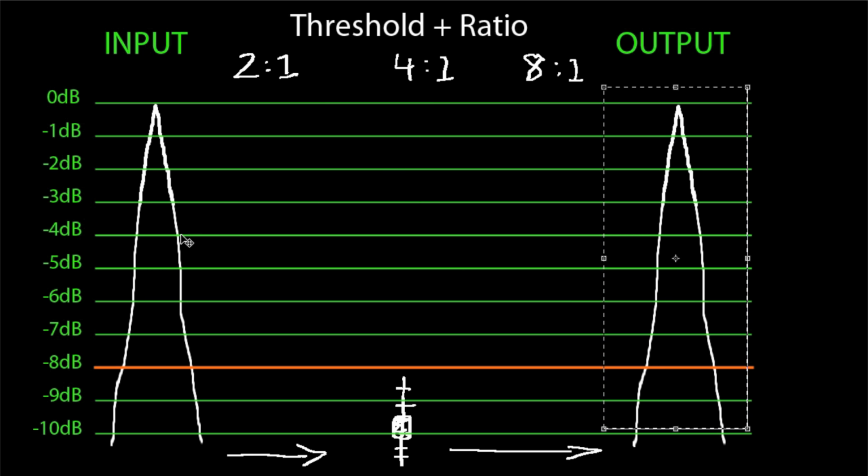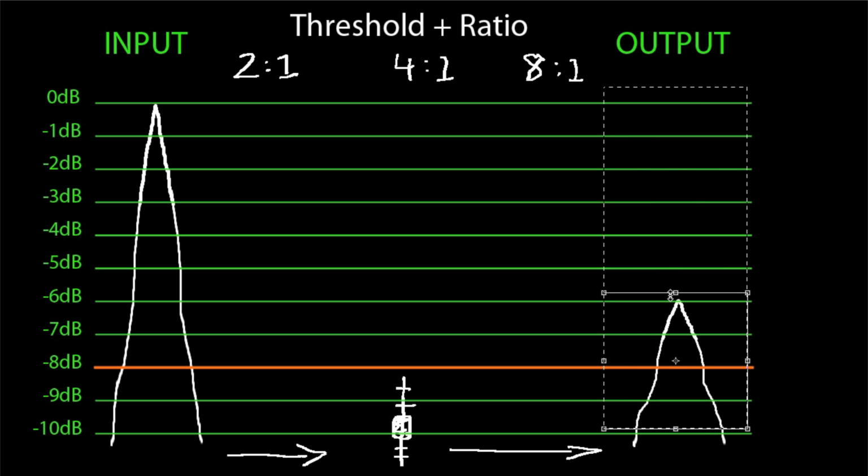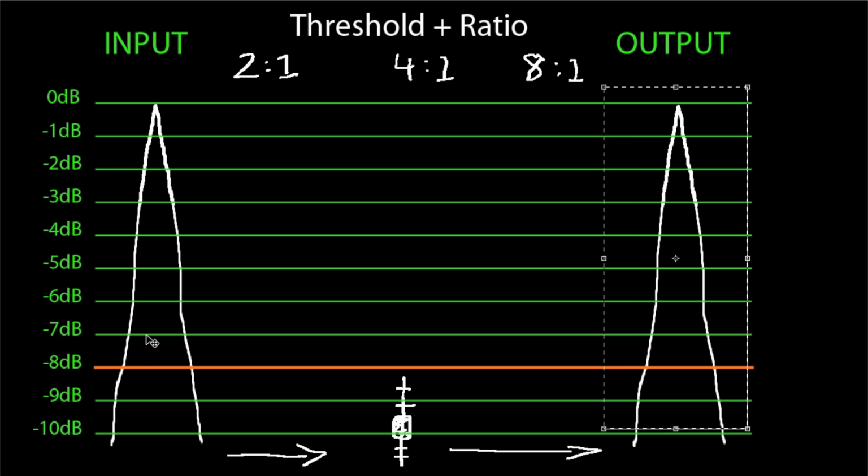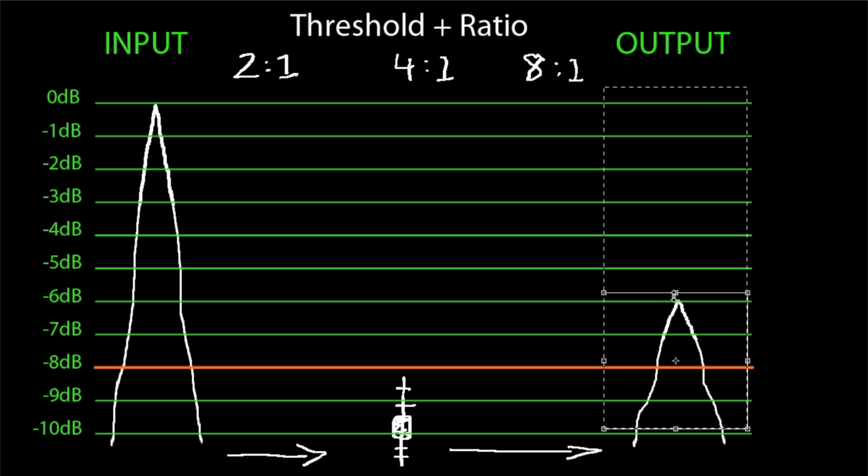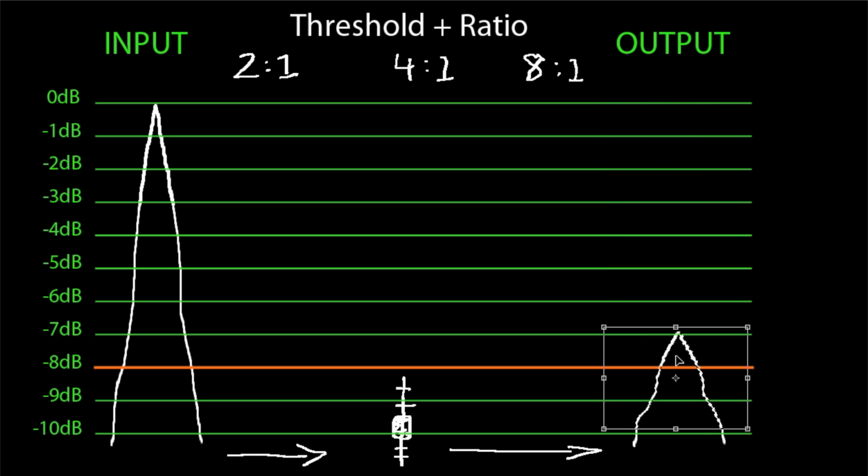If the ratio is 4 to 1, our signal has gone over threshold at the input by 8 dB. 4 to 1 ratio, 4 into 8 is 2. So at the output, our signal is reduced, so it's only 2 dB over threshold at the output. It's been reduced by a ratio of 4 to 1. And if our ratio is 8 to 1, the signal's gone over threshold at input by 8 dB, 8 to 1 ratio, 8 into 8 is 1. So at the output, our signal is reduced, so it's only 1 dB over threshold at the output. It's been reduced by a ratio of 8 to 1. Right?